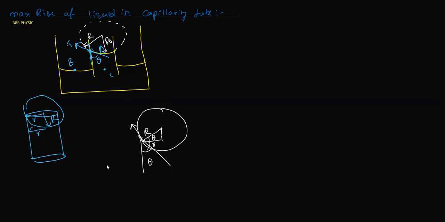So from here, how can you write cos theta? Cos theta can be written as small r divided by capital R. So small r can be written as R cos theta. Small r equal to R cos theta, which you can write here.